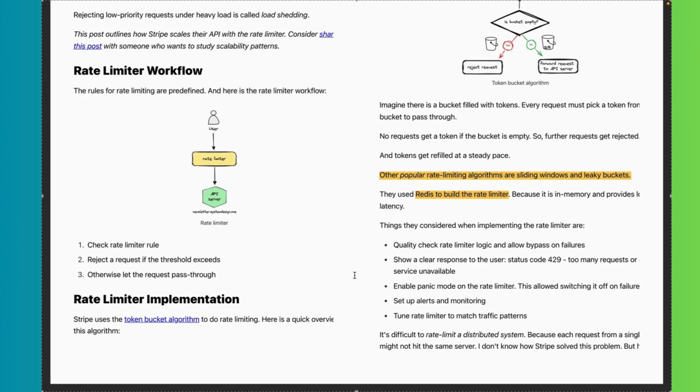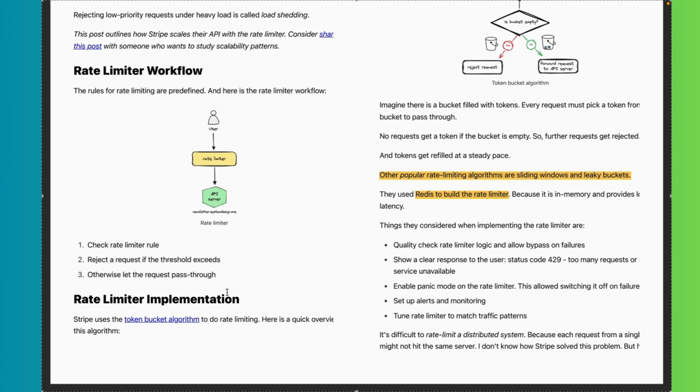Now let's see this diagram, which pretty much sums it up. If you have a user, and the user sends a request, it goes through the rate limiter to the API server. If the rate limiter passes it, it goes to the API server. If not, it is stopped. So check the rate limiter rule: reject a request if the threshold is exceeded, otherwise let the request pass through.